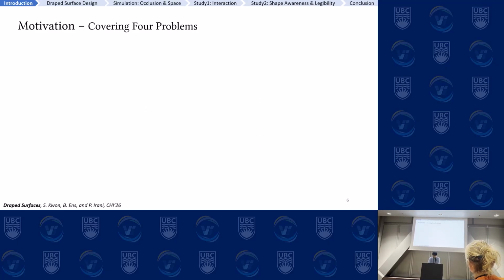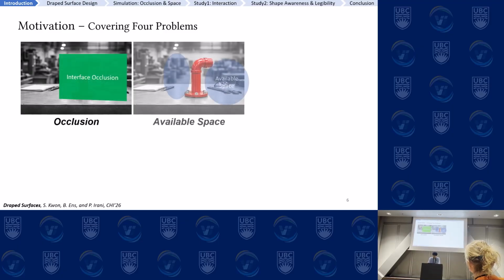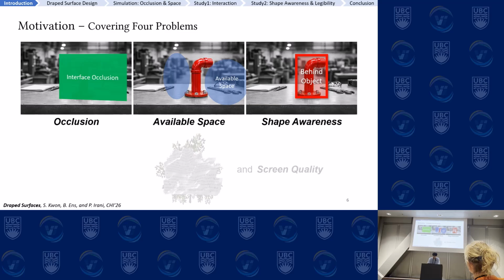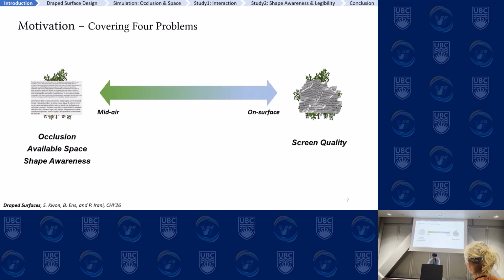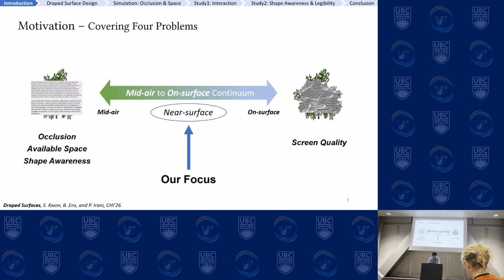Therefore, to address environmental understanding, we need to simultaneously consider occlusion, available space, shape awareness, and screen quality. And these issues can be reframed within a conceptual framework with mid-air and on-surface interfaces representing two ends of the spectrum. In our work, we explore the space between them to address these challenges.